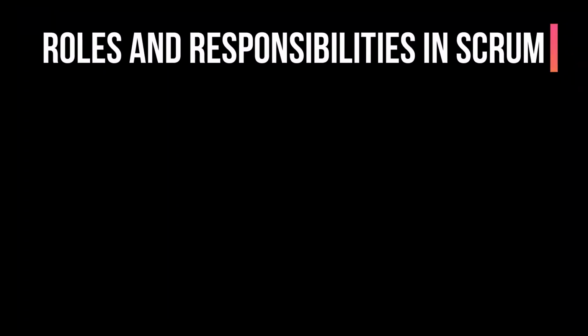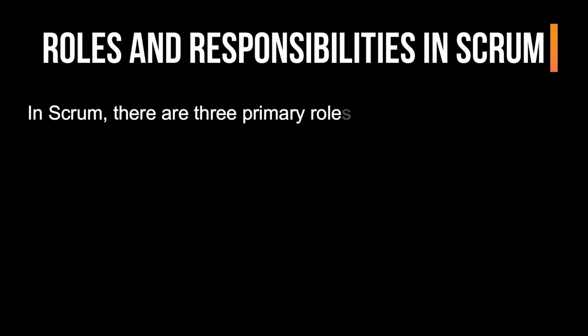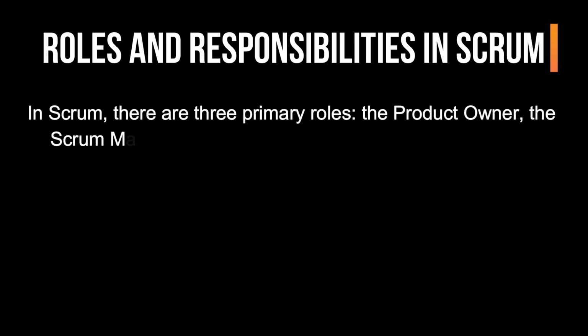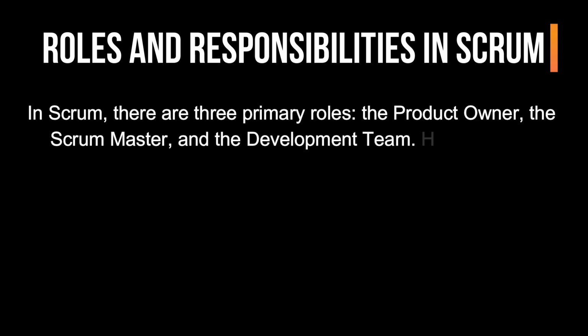Roles and responsibilities in Scrum. In Scrum, there are three primary roles: the product owner, the Scrum Master, and the development team. Here's a brief overview of each role and their responsibilities.